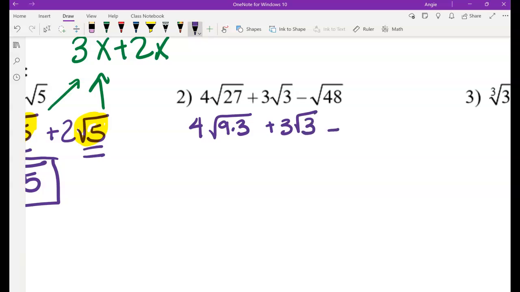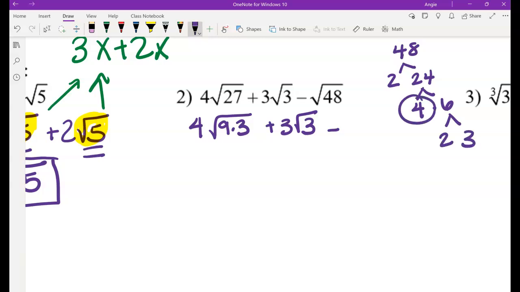Then minus 48, students. 48, if we don't know a nice number that goes in it, we can always start with 2 because it's even. 48 divided by 2 is going to be 24. Factor that out some more. 2 times 12, or some of you are like, well, I know 4 goes in there. 4 times 6 is 24. Yes, that works too, because 4 is a nice square number. Then you have 2 and 3. Now we can rewrite this like this: 2 times 2 times 3 times 4. And then we are going to simplify a little bit more.